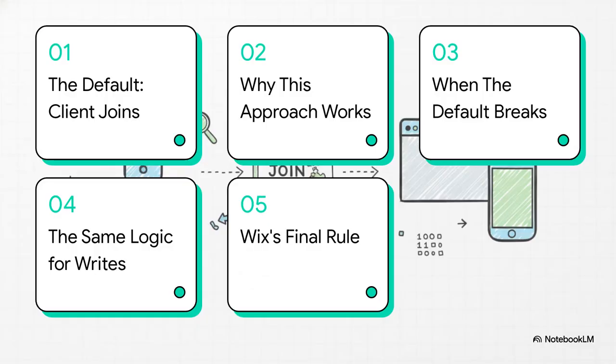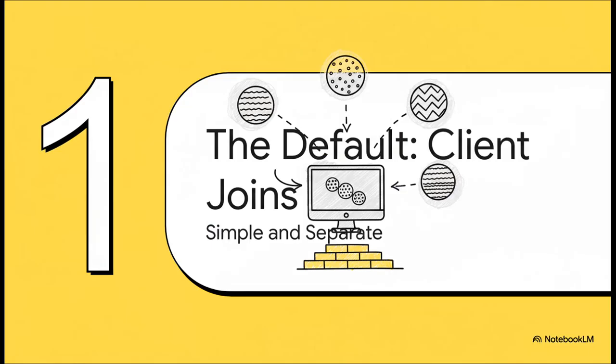charge. Okay, so here's what we're going to cover. First, we'll dive into the default rule, client-side joins. Then we'll look at why that works so well, before getting to the really juicy part, knowing exactly when to break that rule. We'll also see how this whole logic applies to writing data, not just reading it, and then we'll wrap it all up with Wix's final, super simple takeaway. All right, let's get right into it.